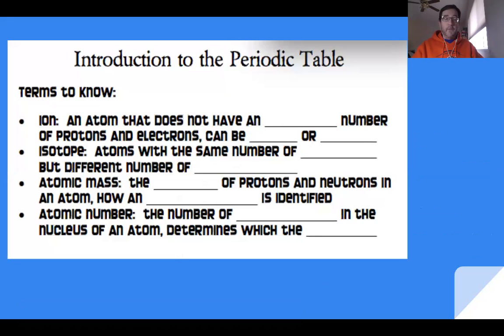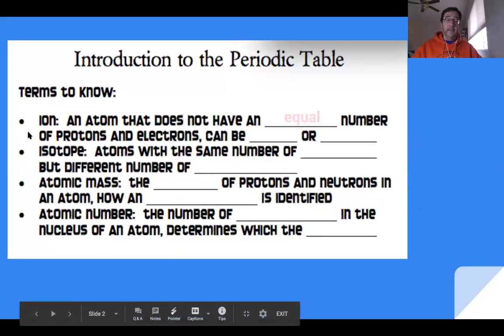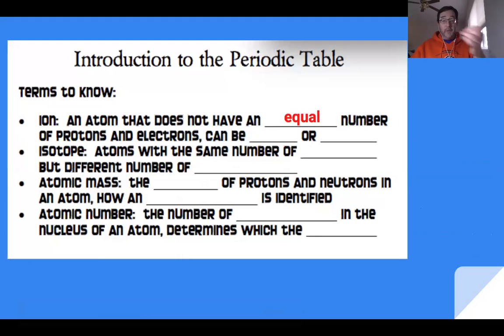Before we get into looking at elements and the periodic table, you need to have a basic understanding of atoms themselves. So we think about an ion of an atom as an atom that doesn't have an equal number of protons and electrons. All atoms have three particles: protons, electrons, and neutrons. Protons are positive, electrons are negative, and neutrons have a neutral charge, no charge. An ion doesn't have an equal number of protons and electrons, which means that it has an overall charge. It could be positive or negative. If it had more protons, it would be positive. If it had more electrons, it would be negative.